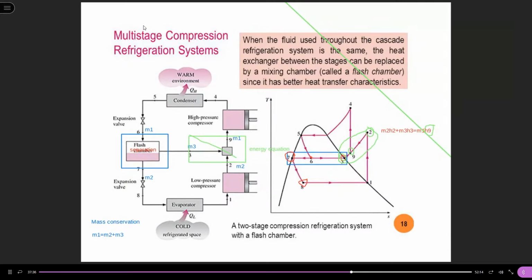So let's have a look. For this multi-stage compression refrigeration system, when the fluid used throughout the cascade refrigeration system is the same, the heat exchanger between the stages can be replaced by a mixing chamber. So this is the flash chamber, since it has better heat transfer characteristics. For this one, instead of its saturated vapor being sucked by the high pressure compressor, which was introduced in the previous slide, here in fact there's a mixing process of the saturated vapor and the discharge vapor from the low pressure compressor.